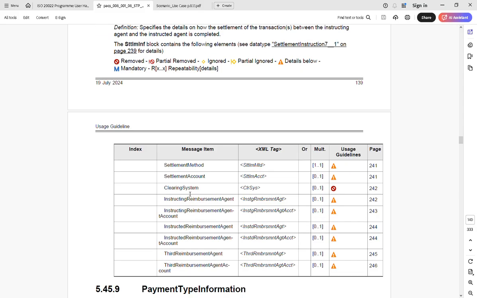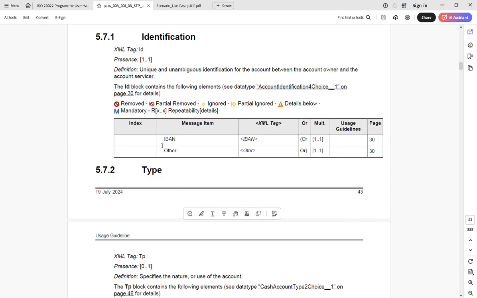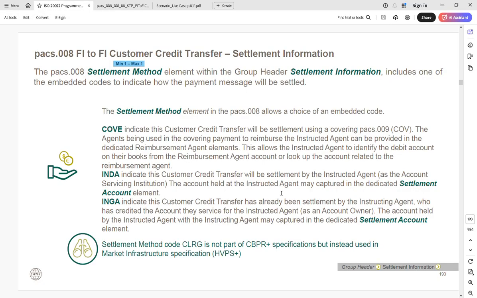Settlement information, settlement account. Okay, so in the settlement account, you can put the ID and the account number, IBAN or another field, and you can put who is doing the settlement. So IBAN you can put here. Normally this field is optional, that's why it's not there. Otherwise, below this one, who is doing the settlement on behalf of INDA, meaning the instructed agent, can be mentioned in this field. Next part: how we'll do the settlement. Keep in mind CLRG is not part of your CBPR payment system; it is part of the high value payment system. That thing they ask you trickily.